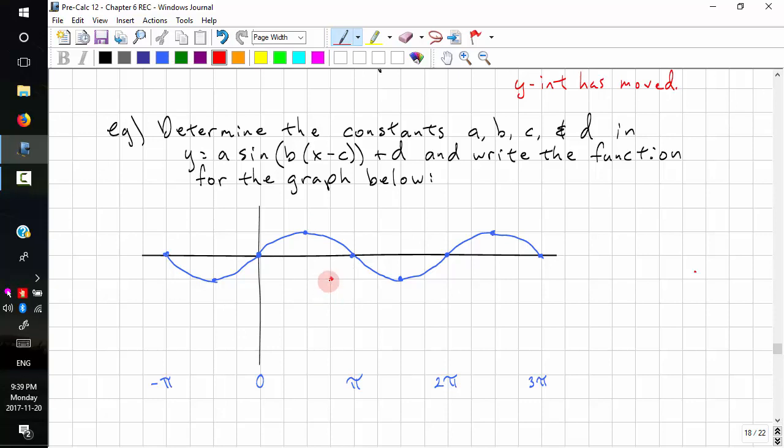So we have 3 pi over 4, negative 1. We have 3 pi over 2, 1. We have 9 pi over 4, negative 1. And we have 3 pi and negative 3. On this side, we have 0, negative 3, and we have negative 3 pi over 4 and negative 1. So we have something that looks like this.